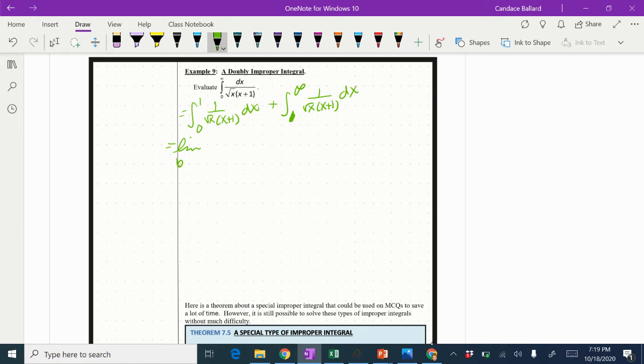So the limit as a approaches 0 from the right side, from a to 1 of 1 over the square root of x times x plus 1 dx, plus the limit as b approaches infinity, from 1 to b of 1 over the square root of x times x plus 1 dx.